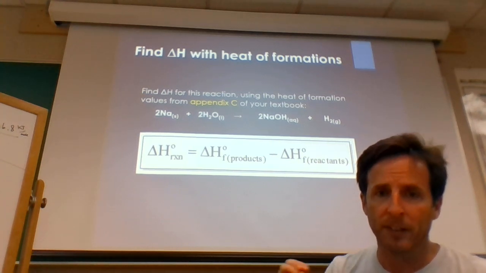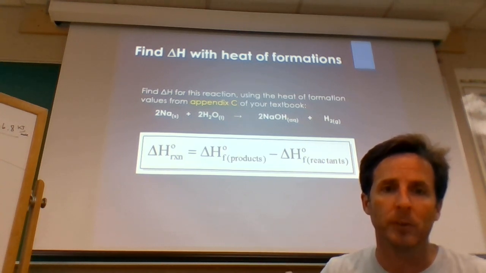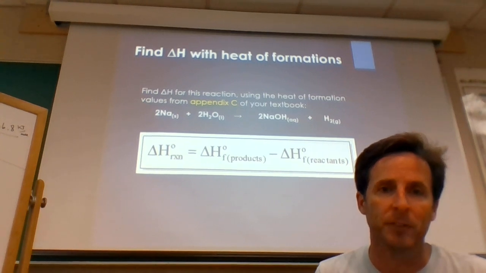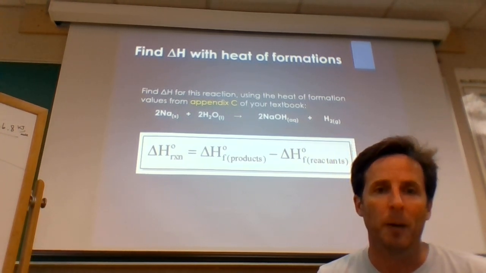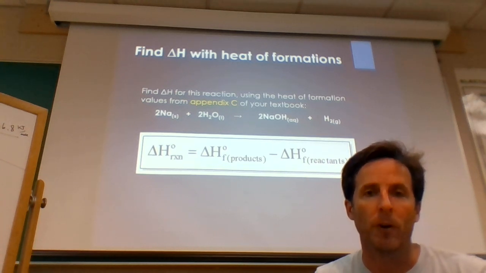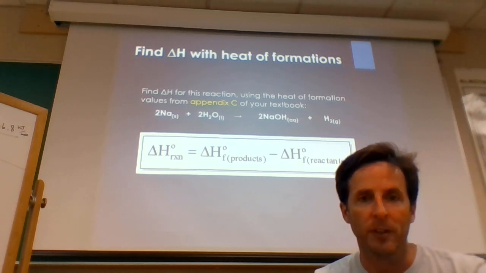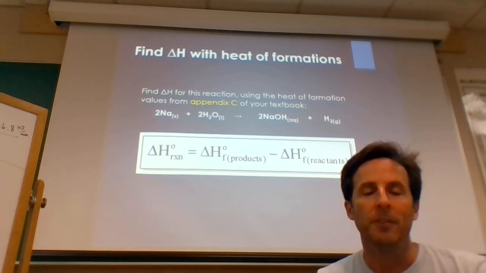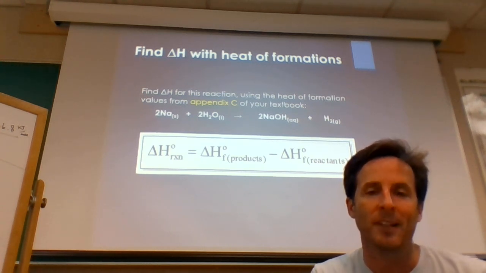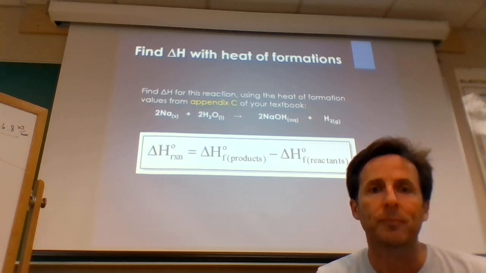Number 3 is going to be finding delta H reaction using the heat of formation values that can be found in the appendix of your textbook. Okay, so if you look in the appendix, appendix B we referred to before has a lot of the constant values that are useful for water: the specific heat, the heat of vaporization, the heat of fusion, all that kind of stuff. If you go to the next appendix, it has a lot of thermodynamic values for many compounds, okay?